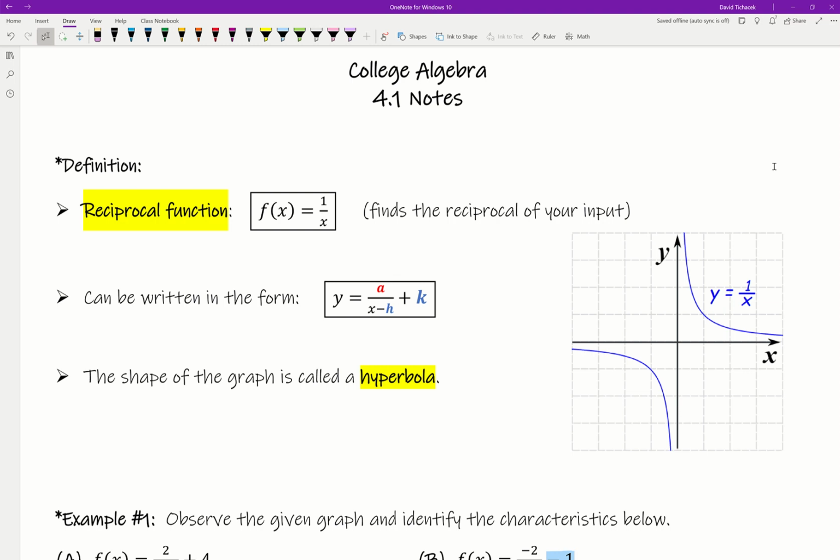This is going to be part one of a two-part video series I'm going to do here on section 4.1 of your textbook. We are going to be starting chapter 4 in this video, and in this video specifically, we're going to be taking a look at reciprocal functions and basically just take a look at a bunch of characteristics of their graphs so that we can go ahead and sketch them by hand whenever we need to.